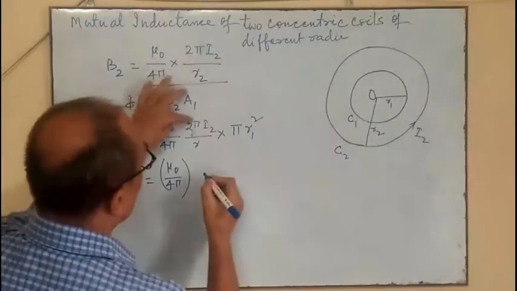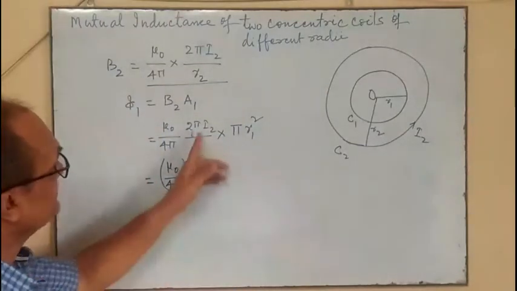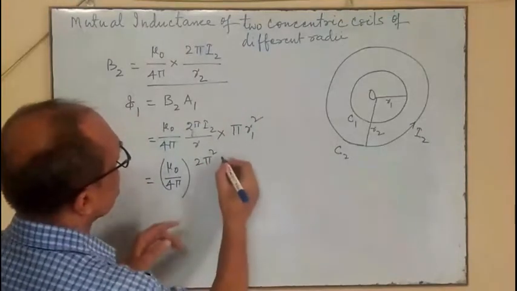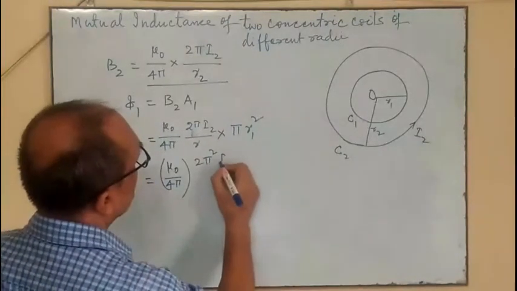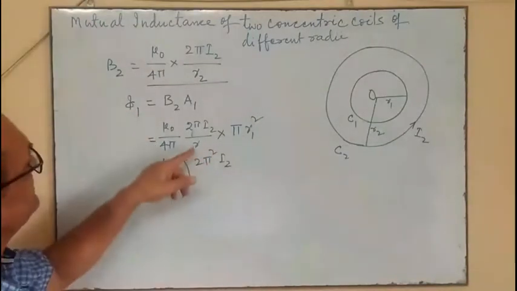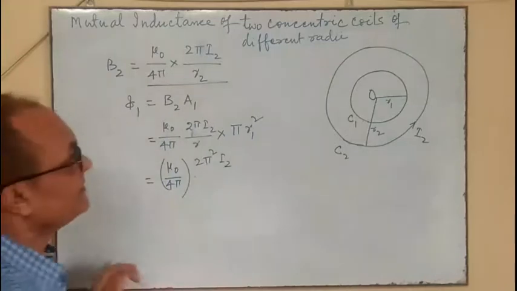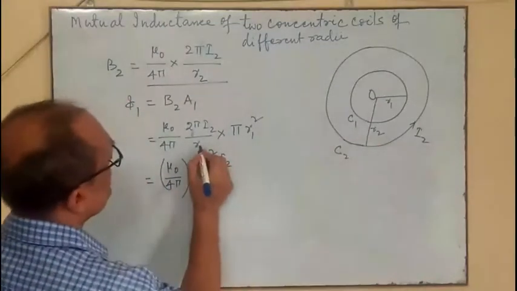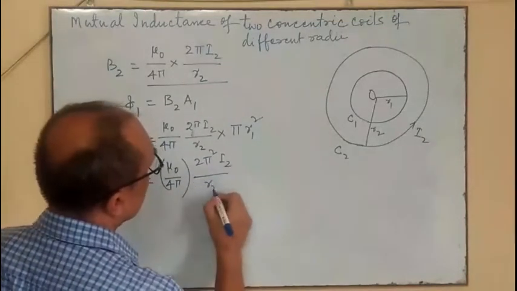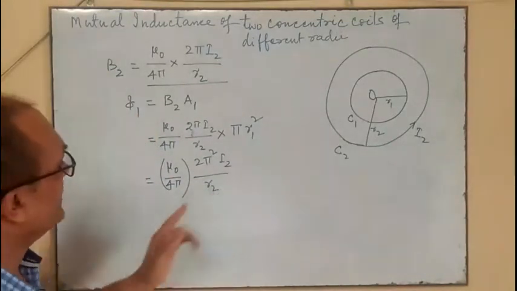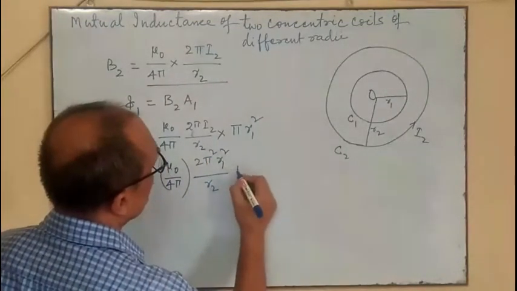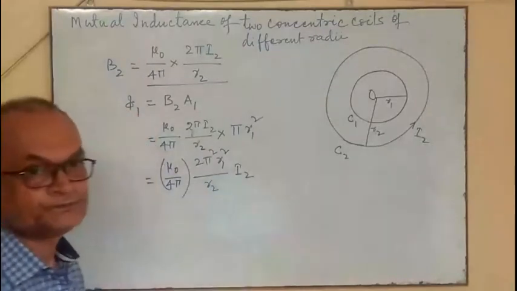Now 2 pi square, this pi and this pi, 2 pi square, this is I2. Here now R and R1. Yes, this is the R here for this coil, R2. This by R2 into R1 square. So we can write R1 square here and I2 here.